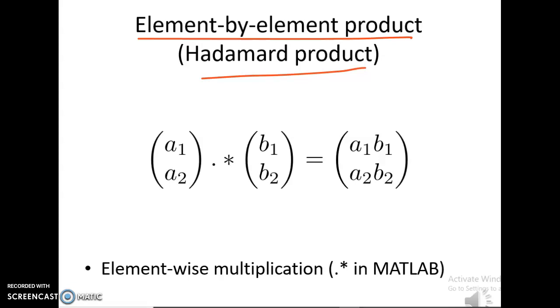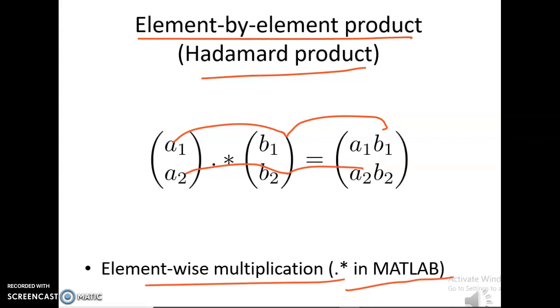So now we are multiplying a1 b1, a2 b2, element wise multiplication in MATLAB. In MATLAB only element wise multiplication is possible here. This is called the Hadamard product, the element by element product.